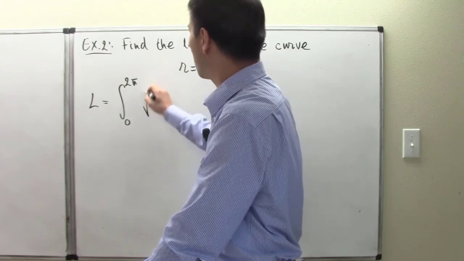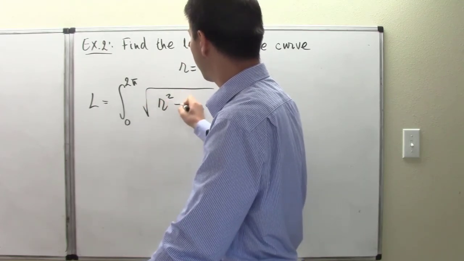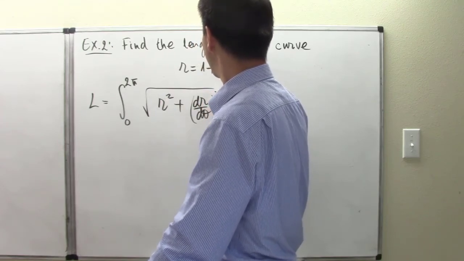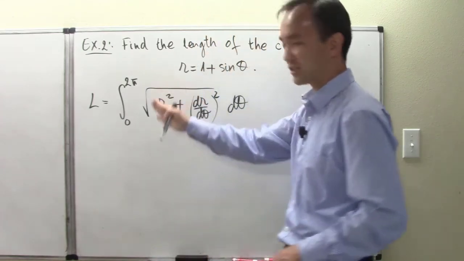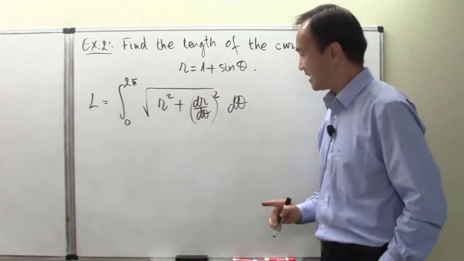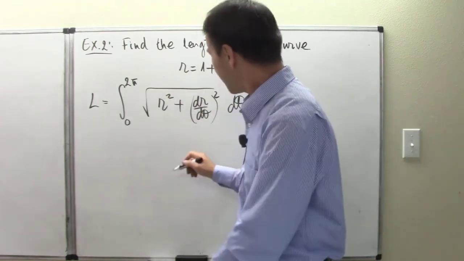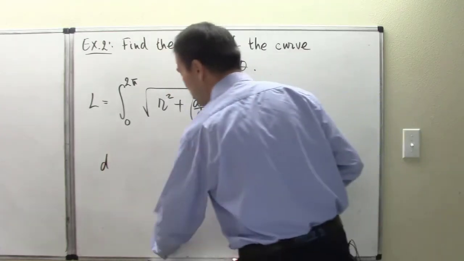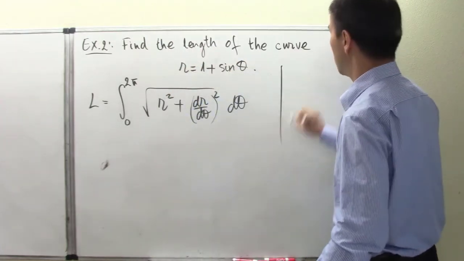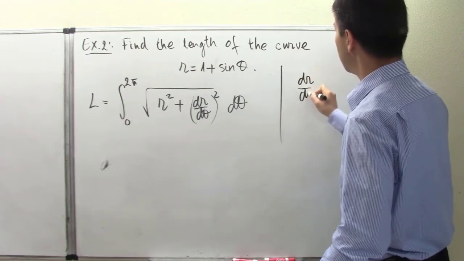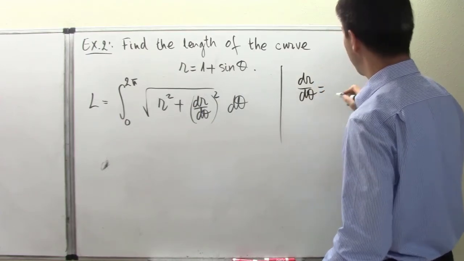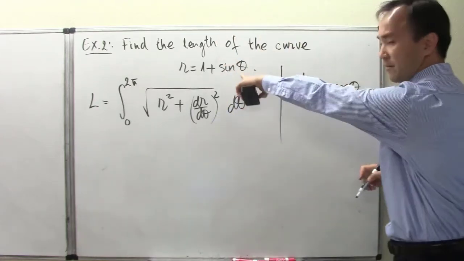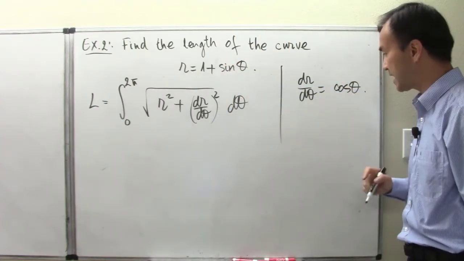And now we need the square root of r squared plus (dr/dθ) all squared, times dθ. So this is the general formula that we're using. All right, so dr/dθ in this quick problem, let's do a little scratch work right here. dr/dθ is simply cosine theta, right, from this definition of r.